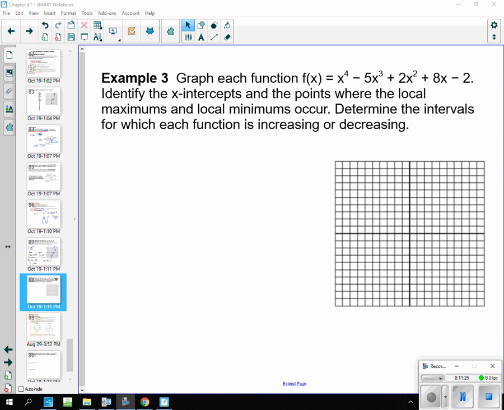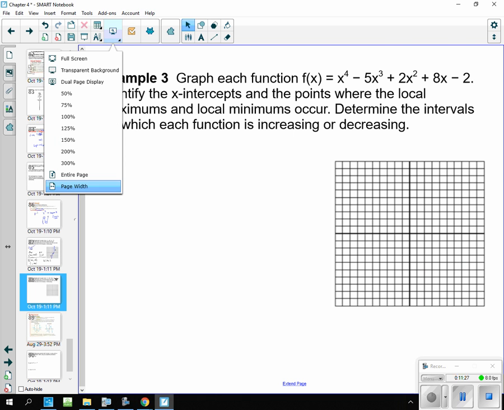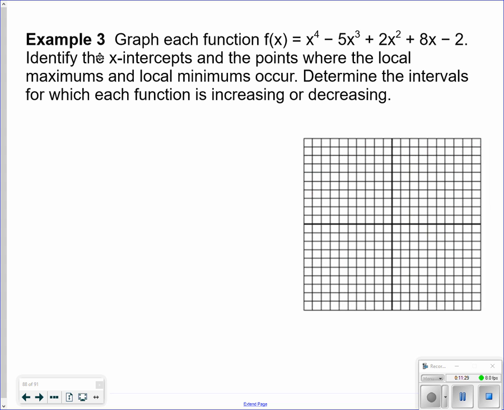All right, so this one, as said, I hit pause there for a second, but this one's a little more complicated. X to the fourth minus 5x cubed plus 2x squared plus 8x minus 2. I want to identify the x-intercepts, the points where the local maximum and minimums occur, and then I also want to do the interval. So there's kind of 3 parts to this.